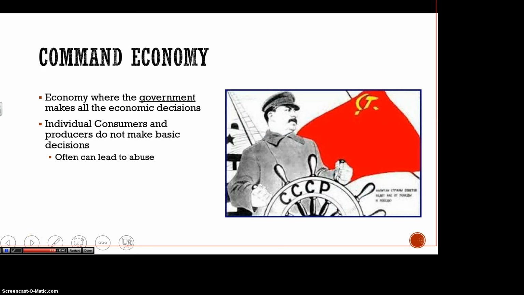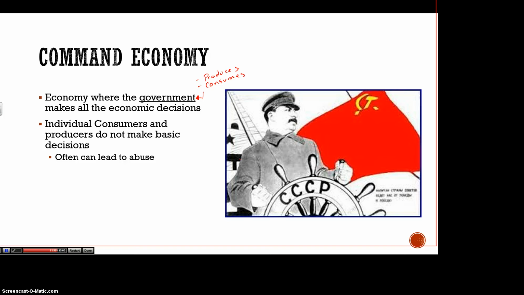The third type of economy we have to look at is the command economy. In these economies, we have a government who makes the economic decisions. What we mean by the government is we mean the leaders of the government. They determine who produces and who consumes. And when the government makes these decisions, the individuals, the people themselves, have no say.